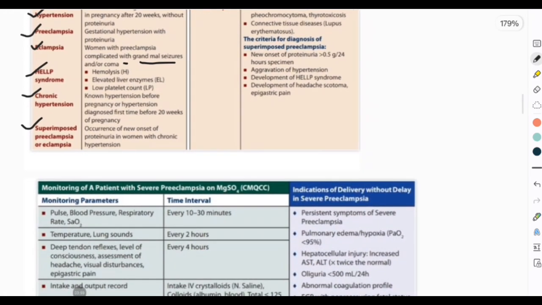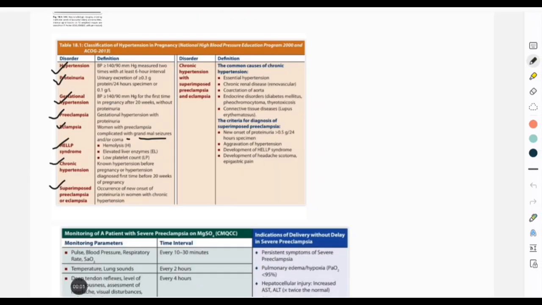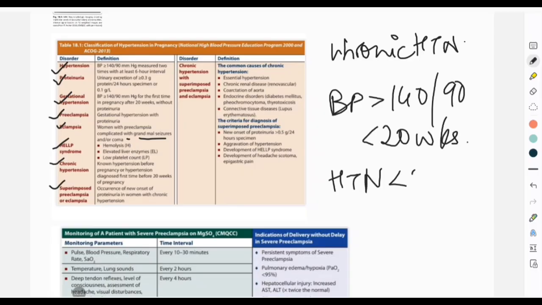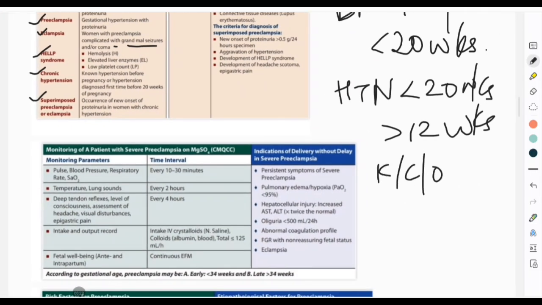Then next is chronic hypertension. What is chronic hypertension? BP more than 140/90 for the first time before 20 weeks. Or hypertension diagnosed before 20 weeks of gestation and persistent after 12 weeks of gestation, or known case of hypertension before pregnancy.